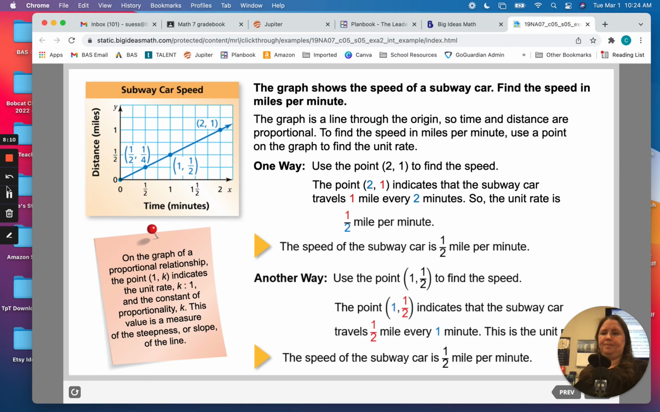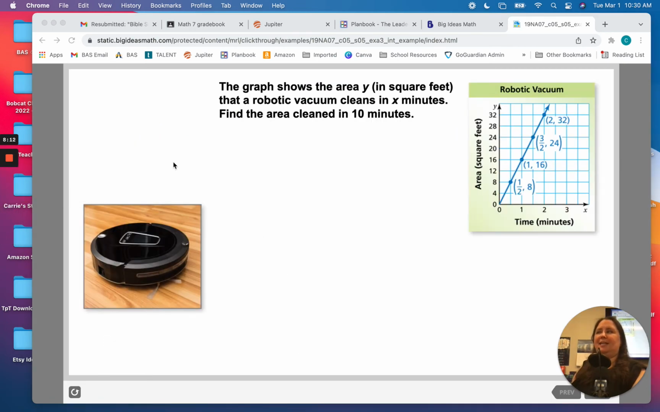Okay, example 3. The graph shows the area, represented by y, in square feet that a robotic vacuum cleans in x number of minutes. Find the area cleaned in 10 minutes. So if you look at this chart, as we go up the y-axis, this is how many square feet it's cleaning. If we go along the x-axis, this is how long it takes.